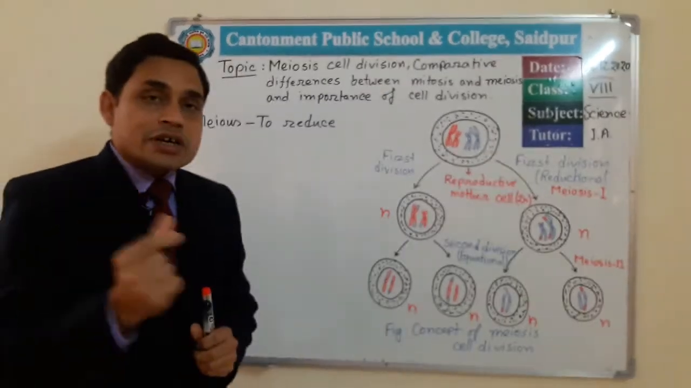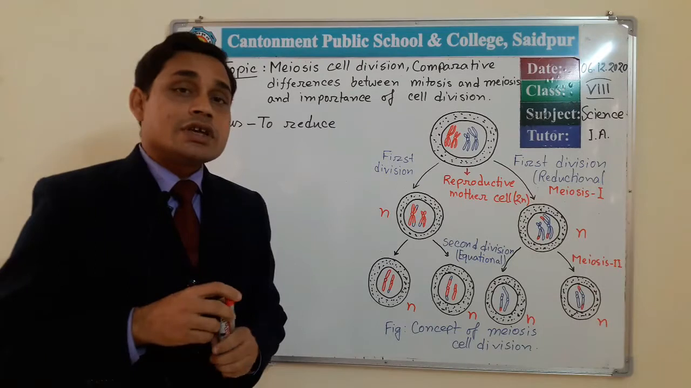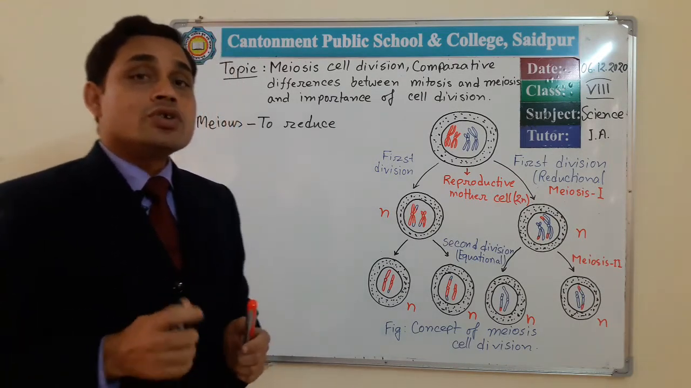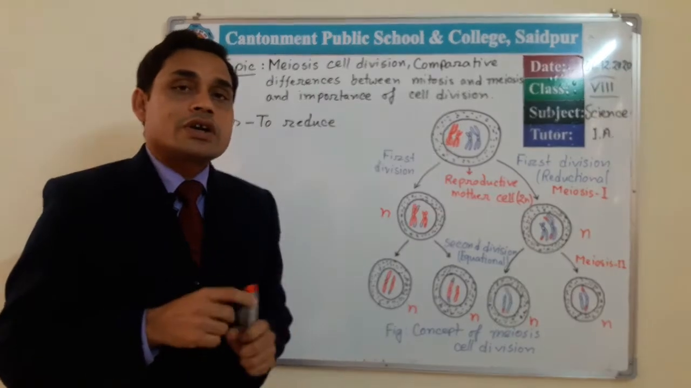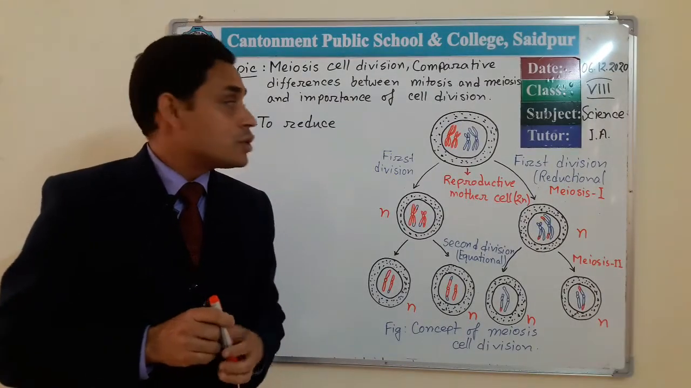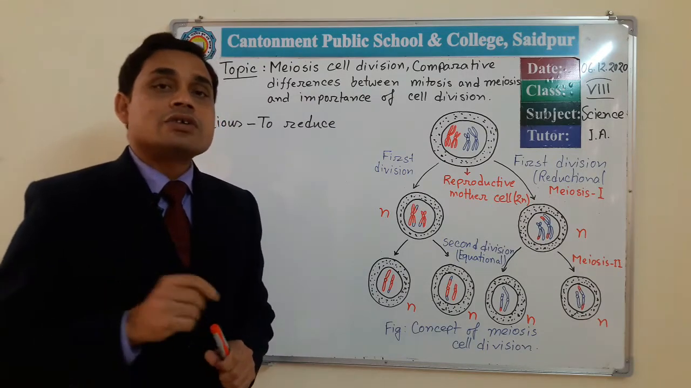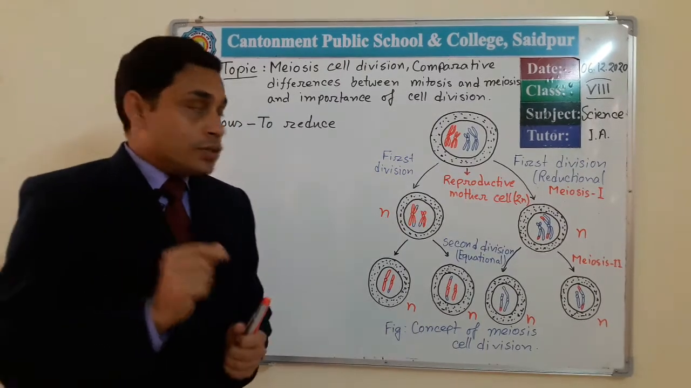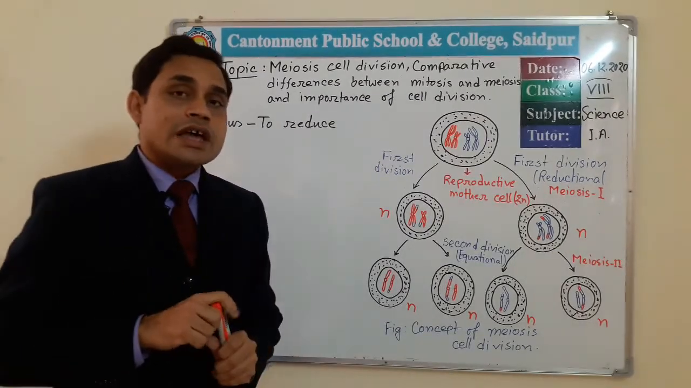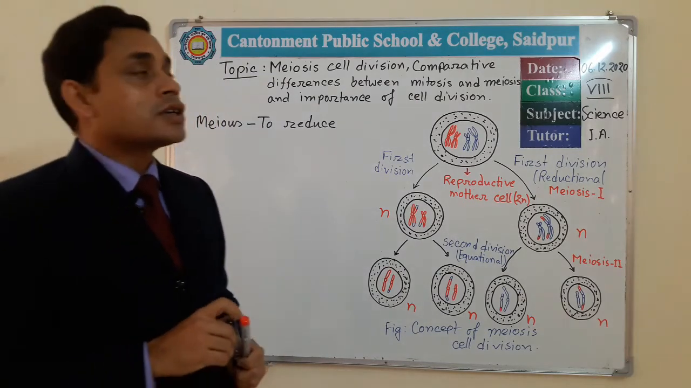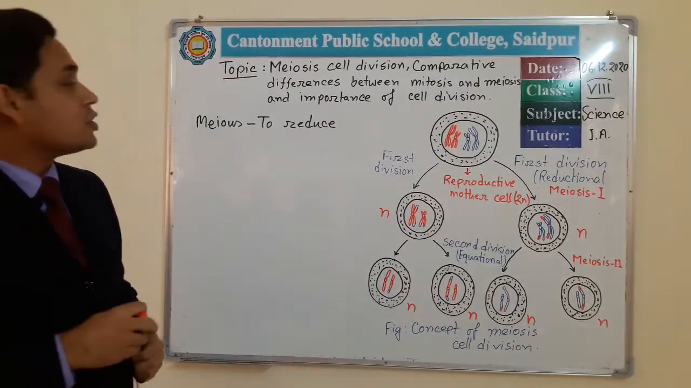And where does this meiosis cell division occur? This is very simple. Meiosis cell division occurs in the reproductive mother cell in eukaryotic organisms, and in the zygote of lower graded organisms. So where does meiosis cell division occur? Clear: in the reproductive mother cell of eukaryotic organisms and in the zygote of lower organisms. And it occurs mainly in the stamens and the ovary of flowering plants, and in animals it occurs in the testes and ovary. So this is about where this meiosis cell division occurs.